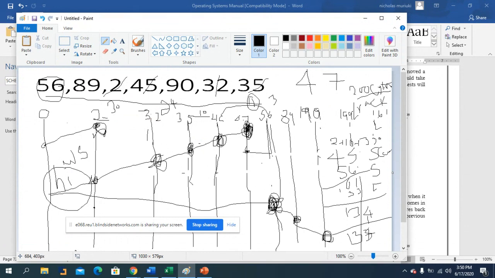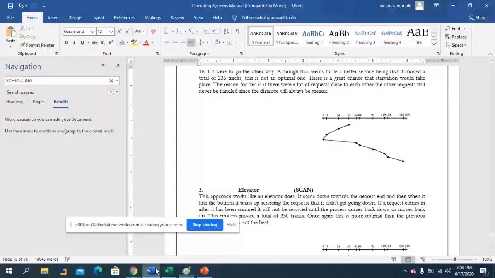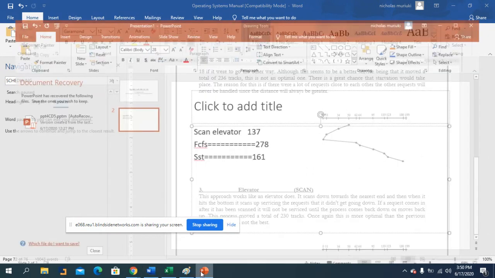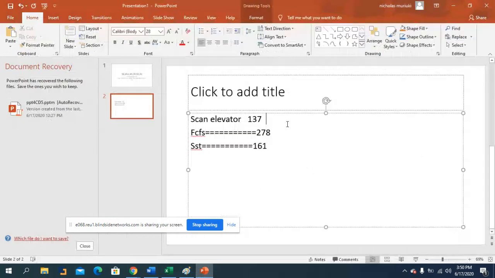So let's go back to our notes. If you look at this algorithm that we have, we are moving from 50, we move to 34, we move to 11, then we have a turning point at 0. Then we move towards the other direction. In this case, those tracks that are farthest from the reading head will result in what you call starvation. So in this one, there is starvation.